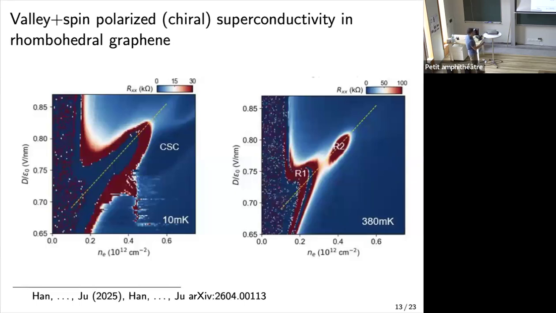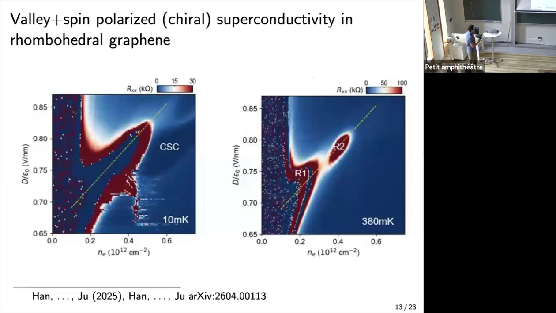First of all, let me explain what I'm even showing you here. This is a two-dimensional phase diagram as a function of electron density and displacement field, or perpendicular electric field. And here you see, at some intermediate densities and intermediate displacement field, this CSC, or chiral superconductor. Okay, this is a zero resistance state. And what they observed most recently in April was that if you heat this up, this is at 10 millikelvin, if you heat it up to a few hundred millikelvin, then the chiral superconductor melts into some kind of resistive state that they've called R2 that seems to actually be some kind of electronic Wigner crystal.